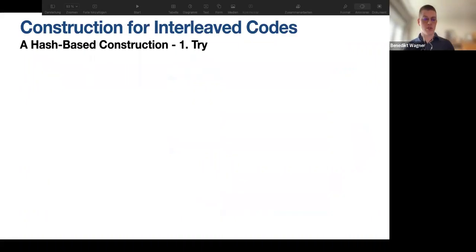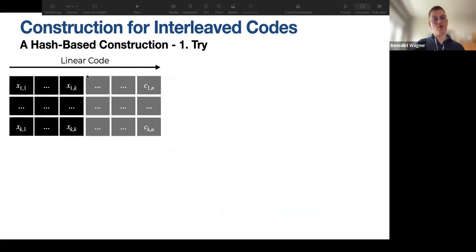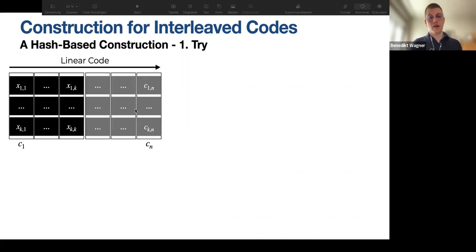Again, I want to start with the code, and then I want to show you how to commit to a code word. As for the tensor construction, we start with our data arranged in a K by K matrix. And as for the tensor construction, we take some base code and extend all the rows using this base code. But now this is where the similarity stops. Now we won't extend it along the columns. Instead, we group together all the columns as symbols. So now our new code will have n symbols, and each symbol of the code word is an entire column of this matrix. Again, you can write this in a matrix form.